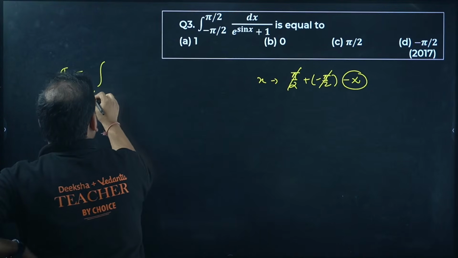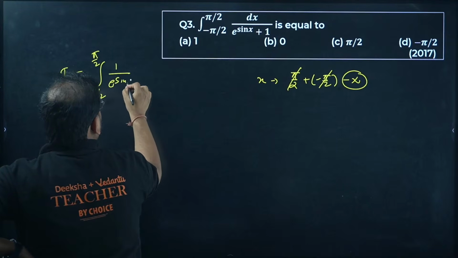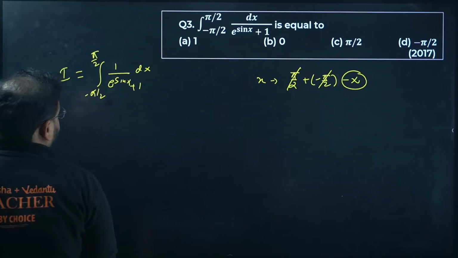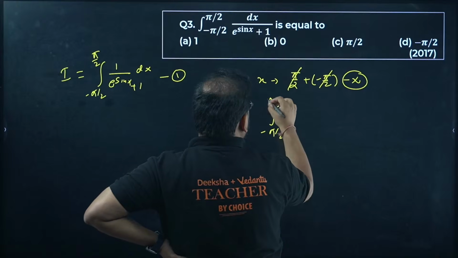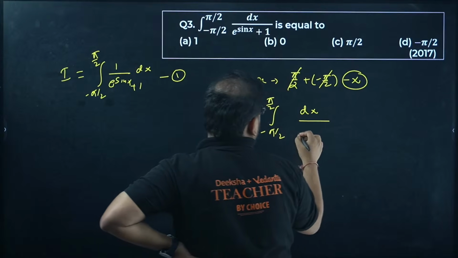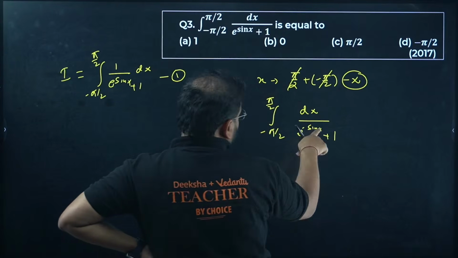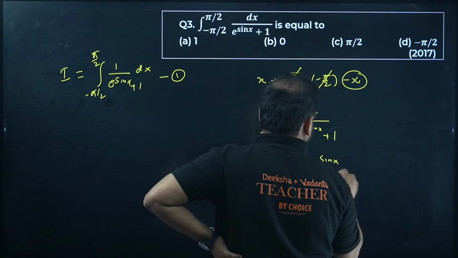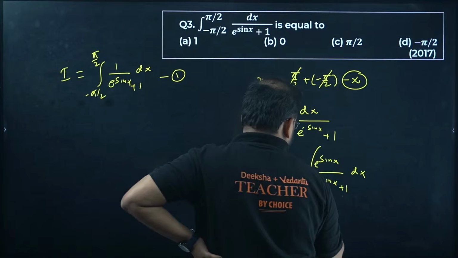I equals the integral from minus pi by 2 to pi by 2 of 1 upon e power sin x plus 1 dx. Okay, this is my first equation. If you make this change, the limit will not change, minus pi by 2 to pi by 2, and we'll have dx as it is, and this will become e power minus sin x plus 1. Does it make sense? It does make sense. You can move it to the upside, and you get e power sin x upon e power sin x plus 1 dx. Yes, this is completely making sense.